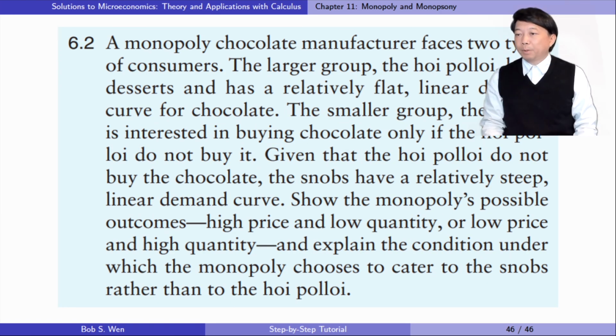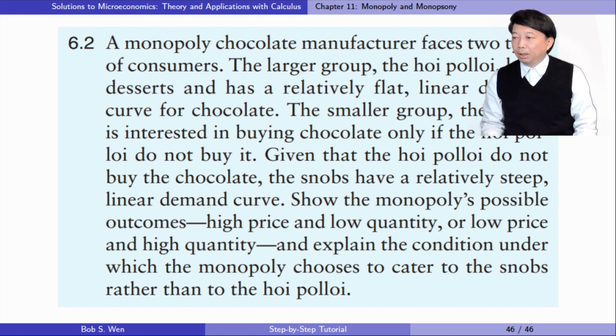Let's solve exercise 6.2. A monopoly chocolate manufacturer faces 2 types of consumers. The larger group, the hoi polloi, loves desserts and have a relatively flat, linear demand curve for chocolate. The smaller group, the snobs, is interested in buying chocolate only if the hoi polloi do not buy it. Given that the hoi polloi do not buy the chocolate, the snobs have a relatively steep linear demand curve.